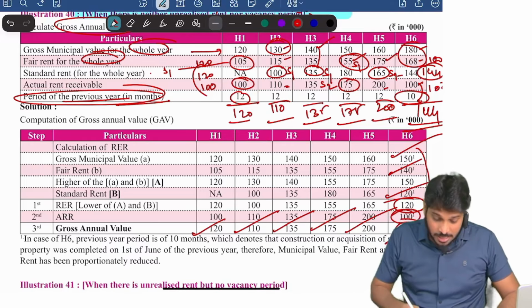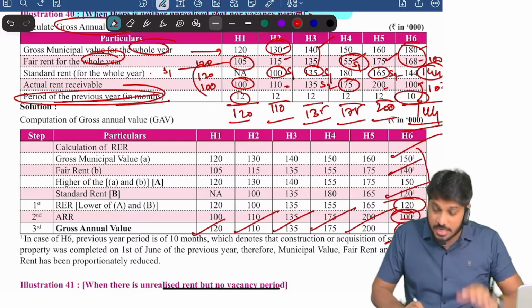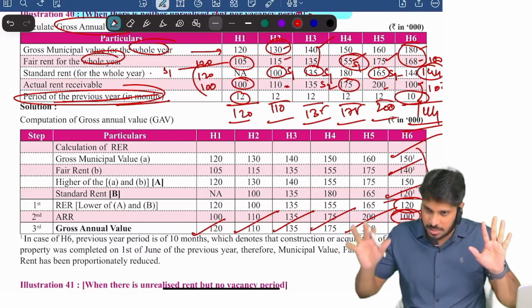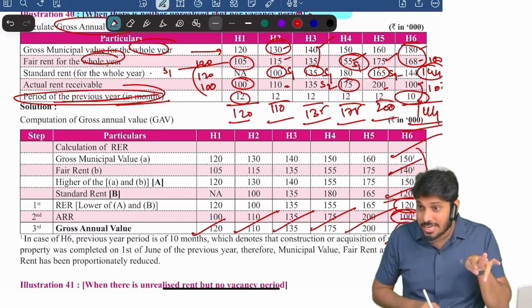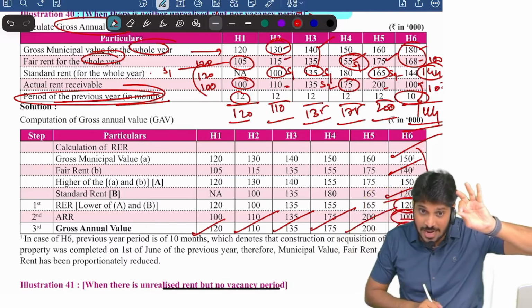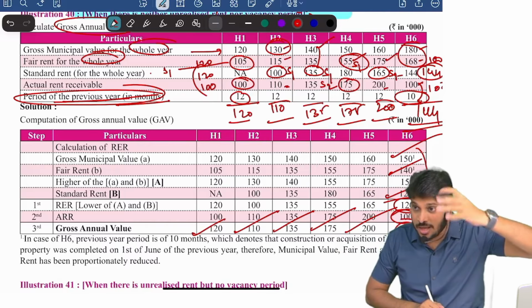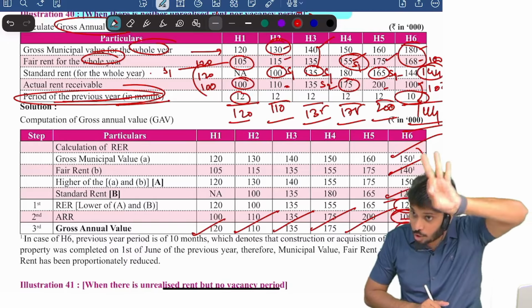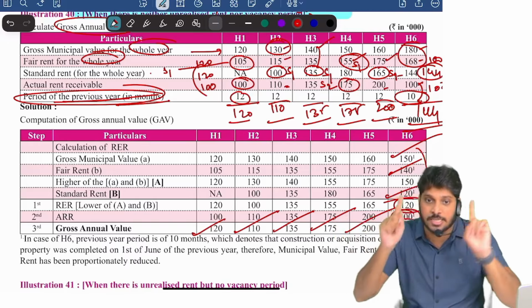Perfect answer. Here, period of previous year in months is nothing but how many months are there in this year. They are saying 10. A year will not have 10 months. Indirectly what they are trying to tell is the property was existing only for 10 months, which means April and May it would have been under construction. From 1st June onwards only, the completion certificate we would have got. Then for 10 months only you can expect rent. Correct?